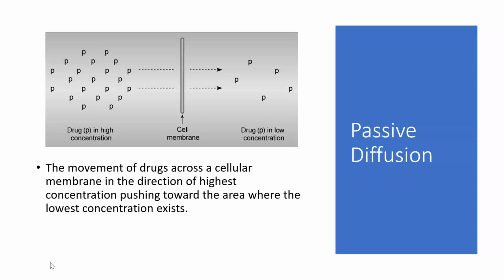With passive diffusion, you can see here the movement of a drug across a cellular membrane in the direction of the highest concentration, pushing towards the area where the lowest concentration is, trying to equalize.